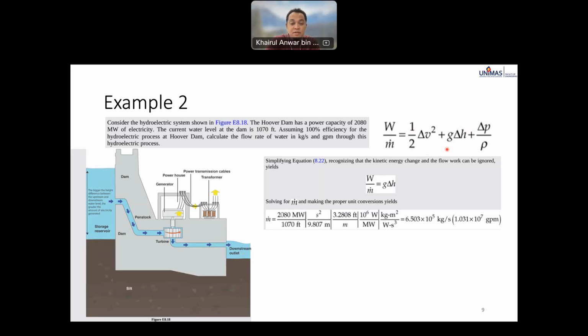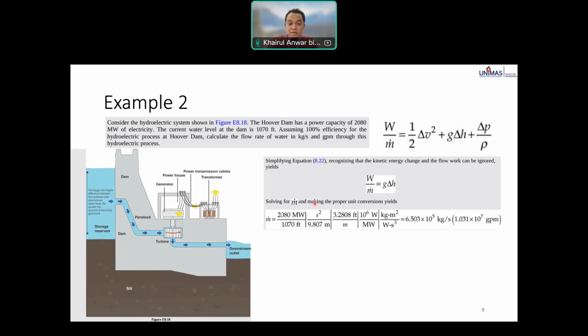So first of all, go to the mechanical energy equation, simplifying the equation. It's the same as equation 8.22. So in this case, there is no friction. Simplifying this equation, you actually get W over M equal to g delta H.